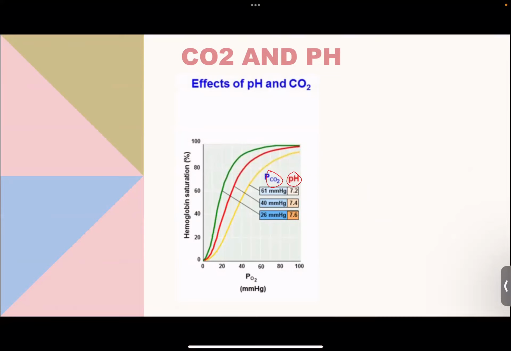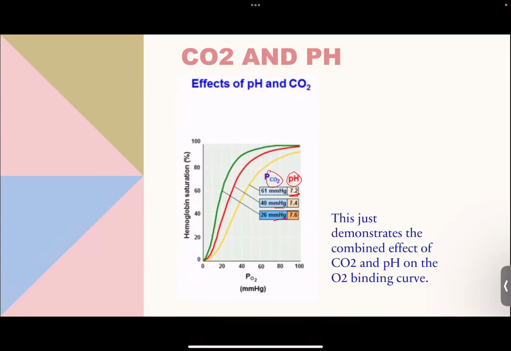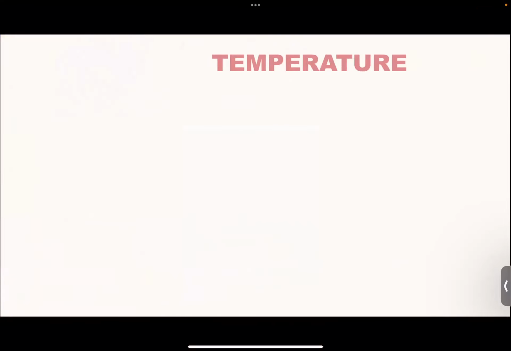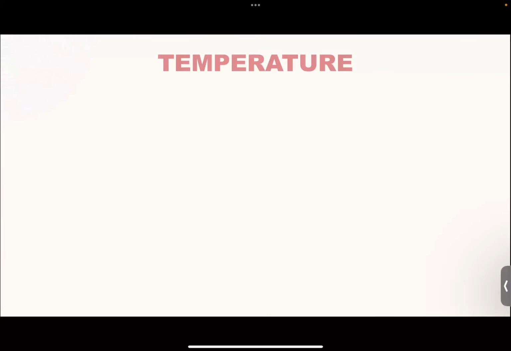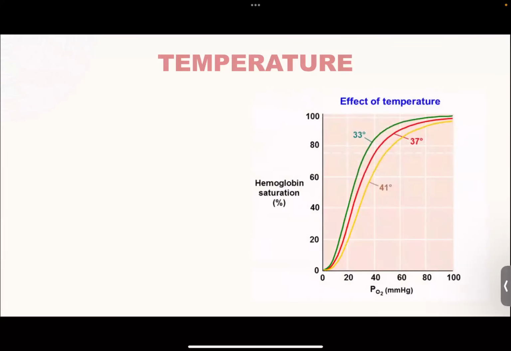So increase in CO2 concentration is gonna shift it to the right. Why? Because we said right shift is because decrease in affinity, and also it's acidic. And the same goes for this one and this one. It's just the combined effect. Now, the next thing we're gonna look at is temperature. How does temperature affect the curve?